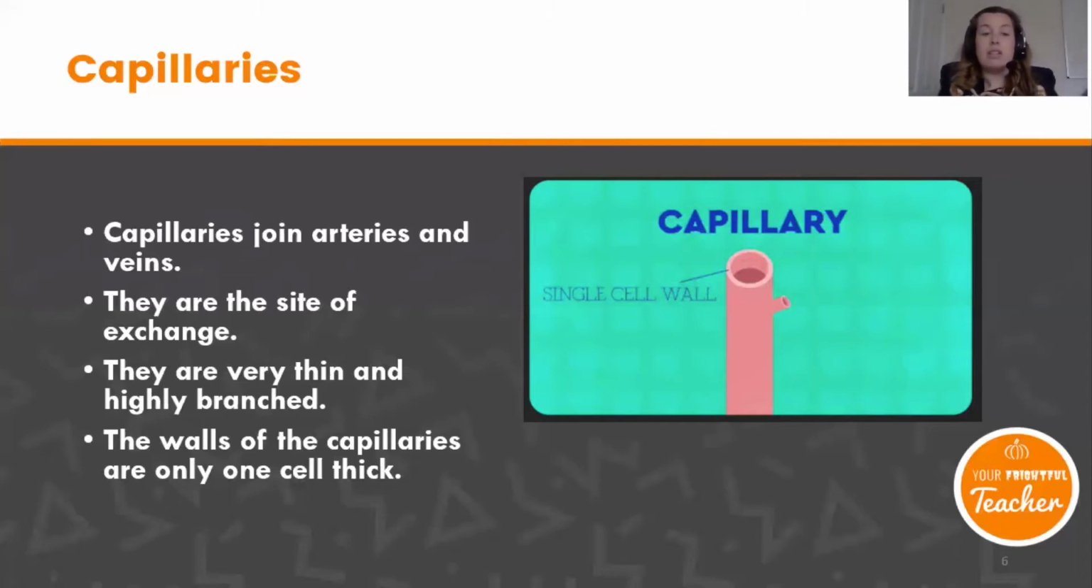The capillaries themselves, as I said, they're very, very thin. They actually can only fit 1 blood cell at a time down the capillary. So their lumen, the hole in the middle, is really, really, really tiny in comparison to arteries and veins.